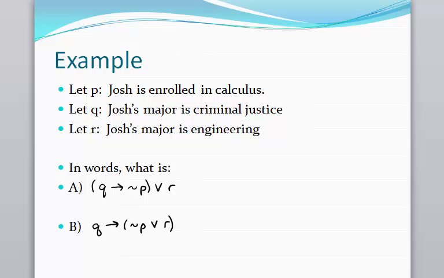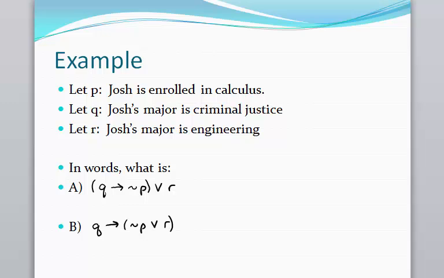All right, let's look at a final example. Again, we have three letters, P, Q, and R. P is that Josh is enrolled in calculus. Q is that Josh's major is criminal justice. And R is that Josh's major is engineering. In words, we want to translate what these symbols stand for. In parentheses, we have Q, and then we have an arrow. We have the negation of P, close the parentheses. Then we have the symbol for or, and then we have R.